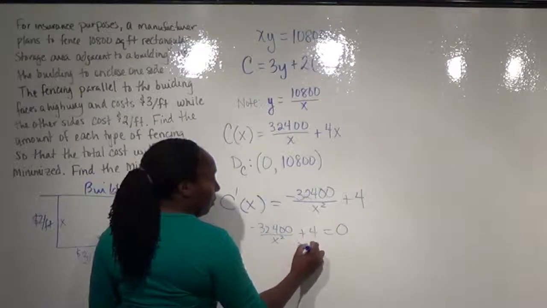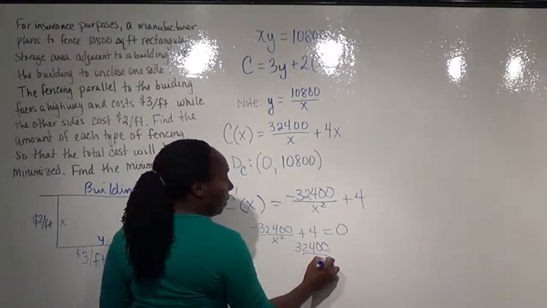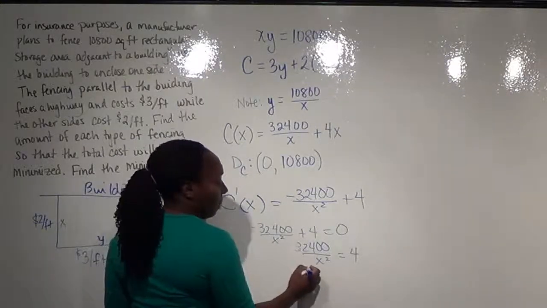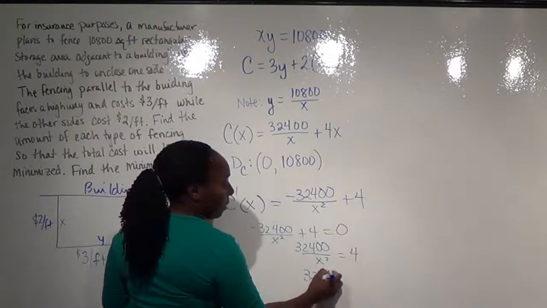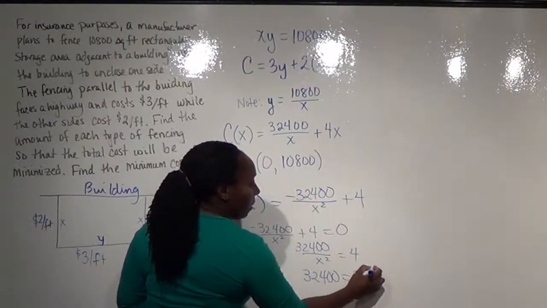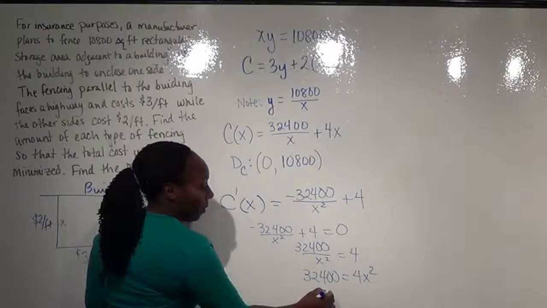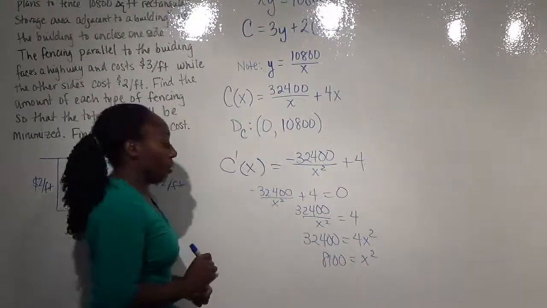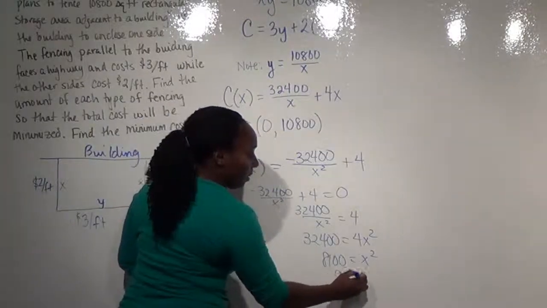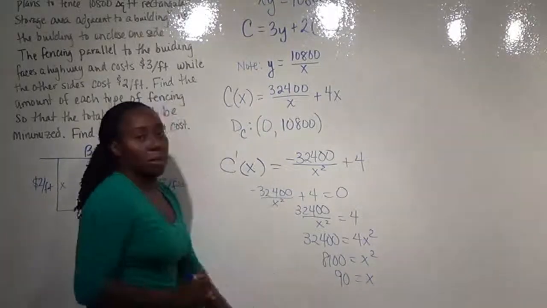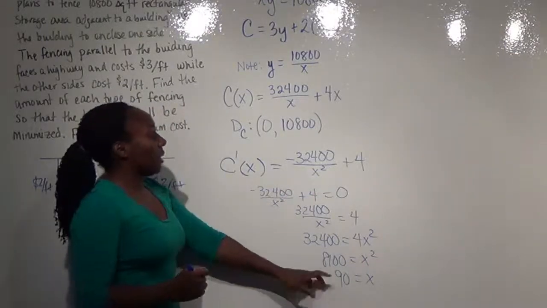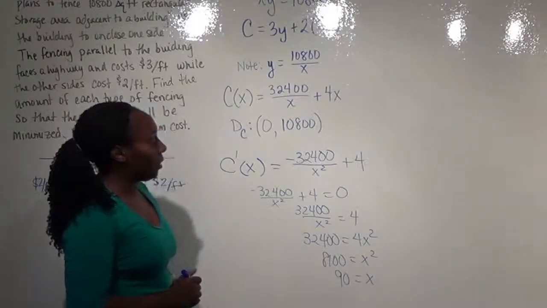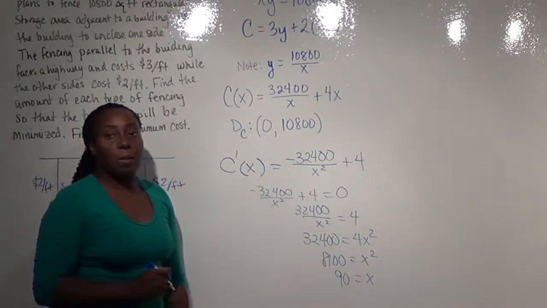32,400 over X squared is going to equal 4. Moving that to the other side, multiplying by our X squared, we can divide out by 4 and take our square root of both sides. Notice here I don't put the plus or minus, and that's because we know our domain is positive. So here, X equaling 90 is one of our critical points.